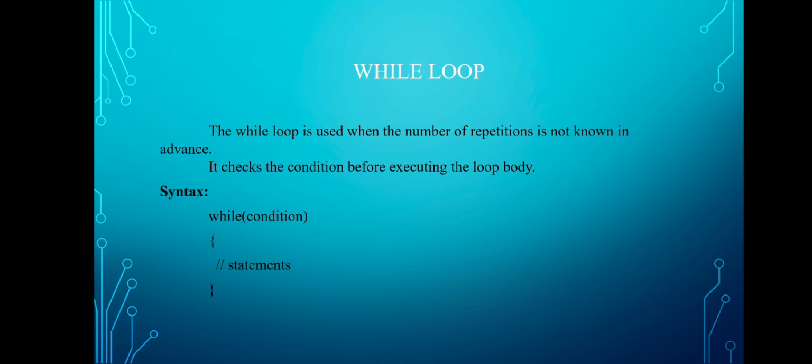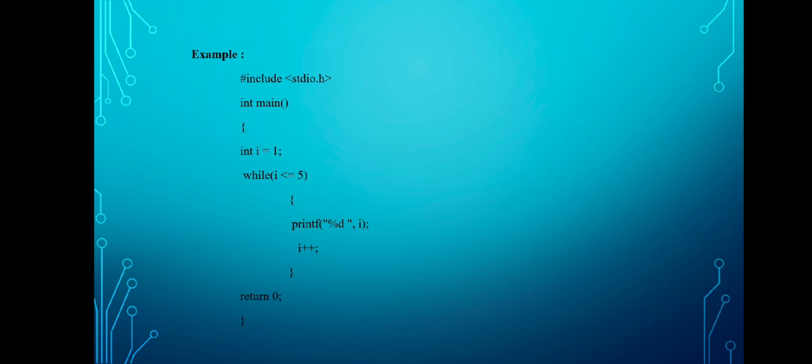Second one is the while loop. The while loop is used when the number of repetitions is not known in advance. It checks the condition first and only then executes the loop body. So if the condition is initially false, the loop never runs. While loop example: in this example, the loop continues printing numbers from 1 to 5. The value of i increases in every iteration until the condition fails.